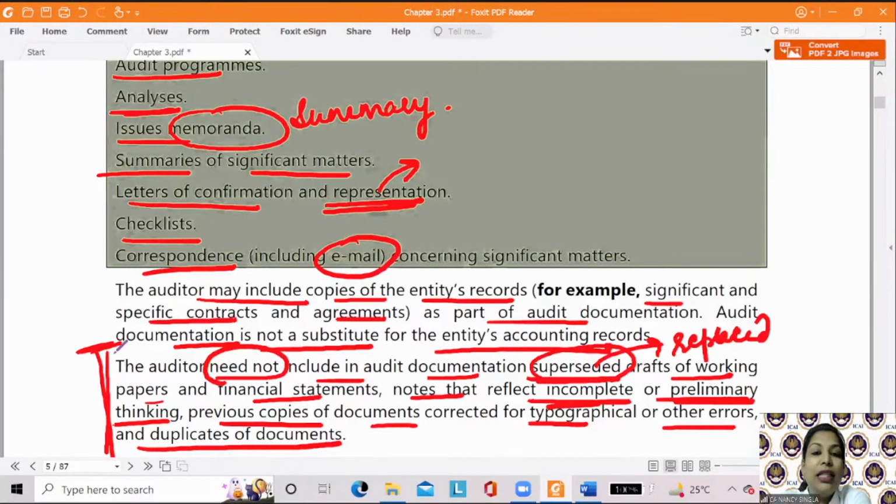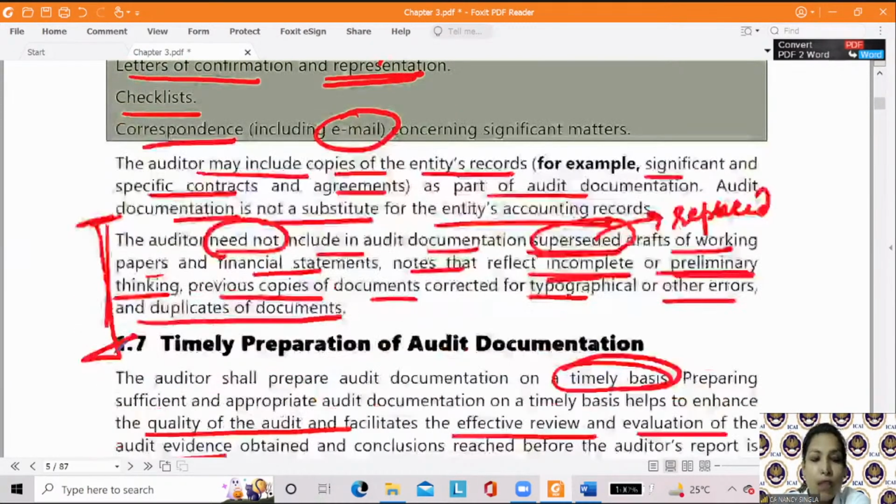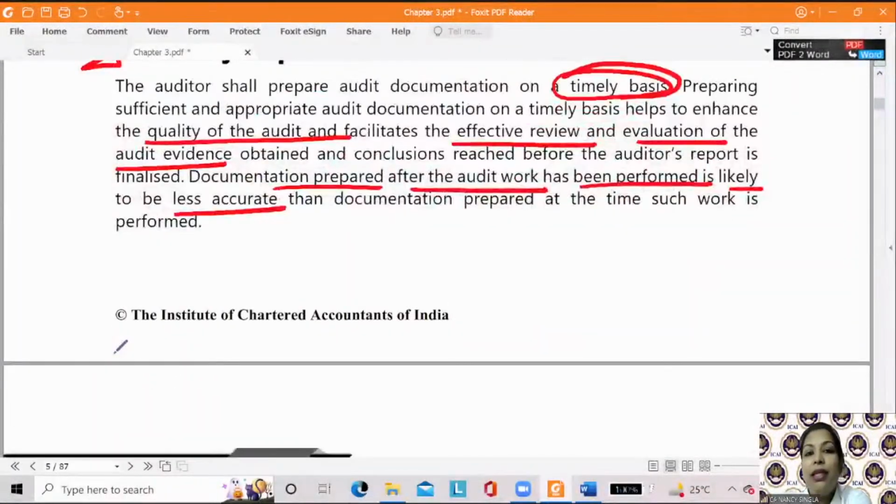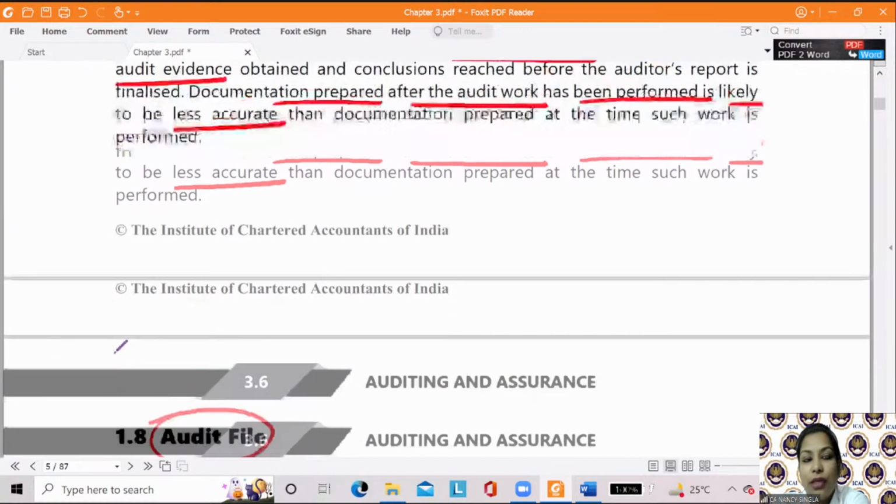And superseded drafts of working papers, the working papers which have been replaced by the new final workings, such superseded drafts need not be included in the audit documentation. It should be prepared on a timely basis. Why? Because the quality of audit will increase, there will be effective review and evaluation of audit evidence, and documentation prepared after the audit work has been performed is going to be less accurate.